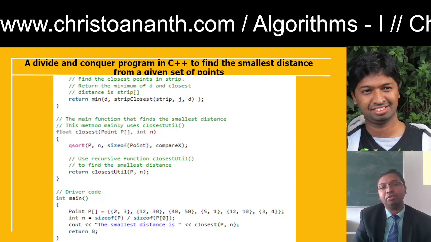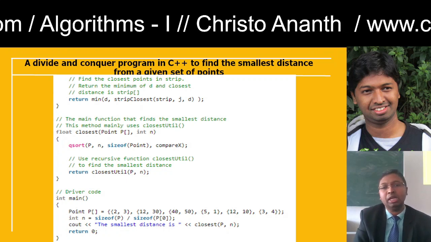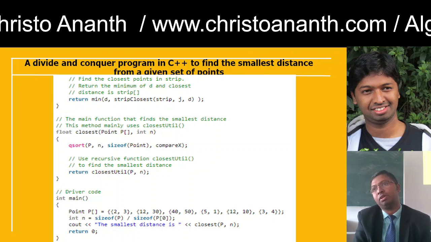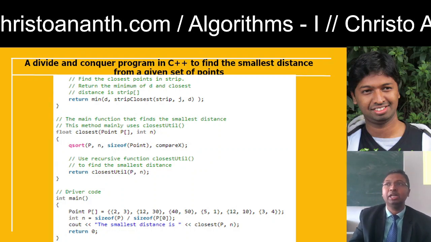So this is the main function to compute the smallest distance. So q's are p, n and then size of the point, compare x. Then you have a recursive function. You return the closest utility function p of p comma n, and you have a driver code.